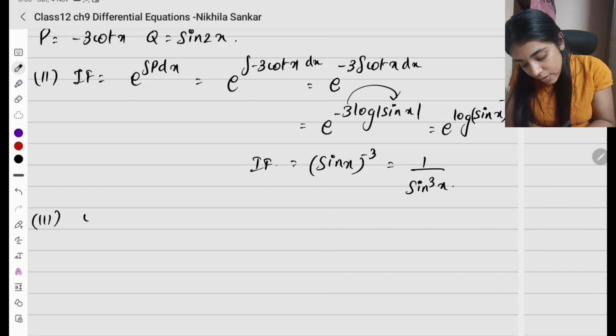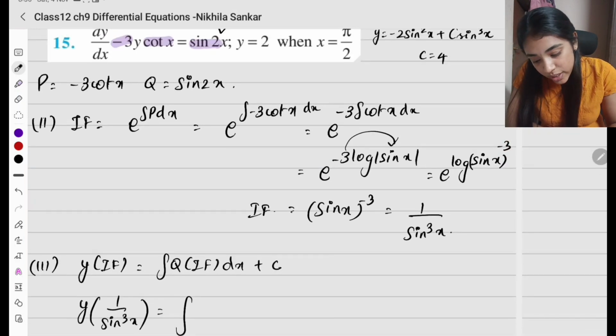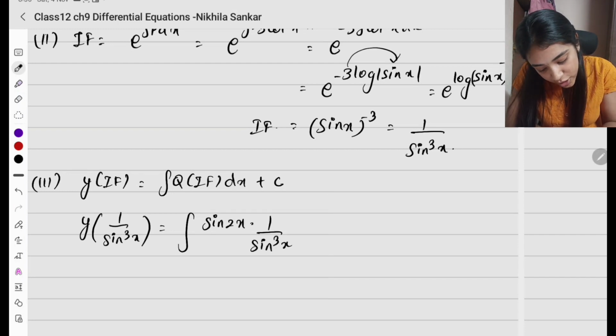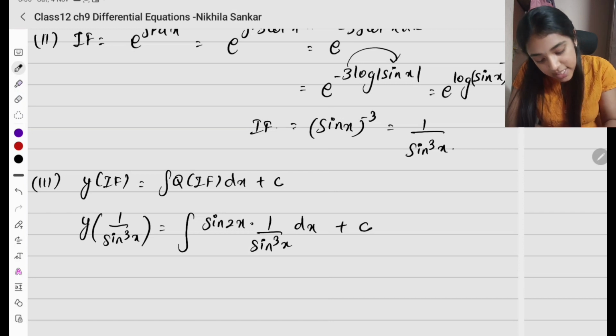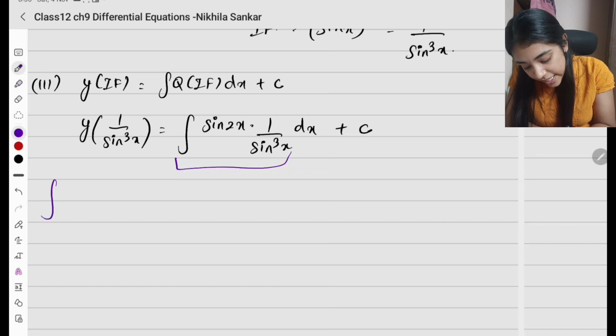Next step, y times integration factor equals q times integration factor dx plus c. Y into 1 divided by sin cube x equals q, which is sin 2x. So I have sin 2x times 1 divided by sin cube x dx plus c. Now we have to integrate only this particular term. So I'm going to take this integration.